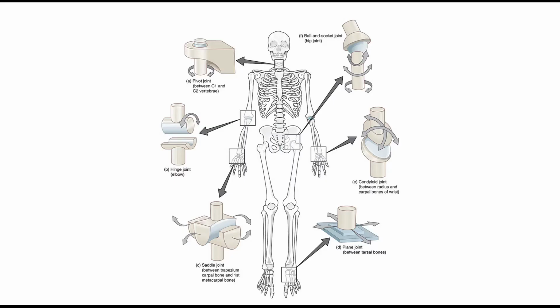The ankle joint is a plane joint. Movements of the ankle include dorsiflexion and plantar flexion. Movements of the foot include inversion and eversion.